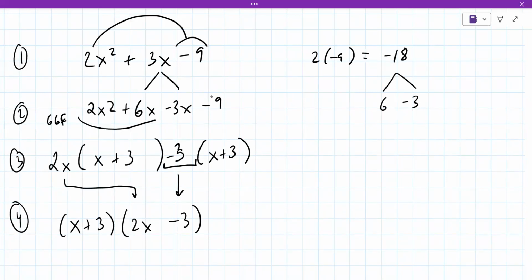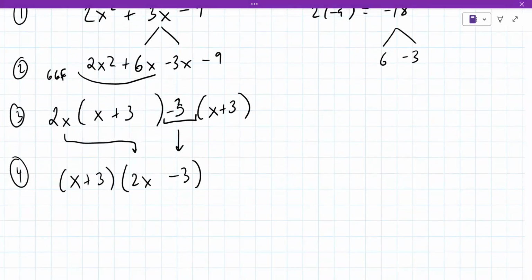Okay, because we're gonna do another one. Just stand by. Let me know when you're ready for that. By grouping for each one, let's see: 2x times x plus 3, and then maybe 3 times x plus 3. And then you just bring it down. Okay, I'm ready.